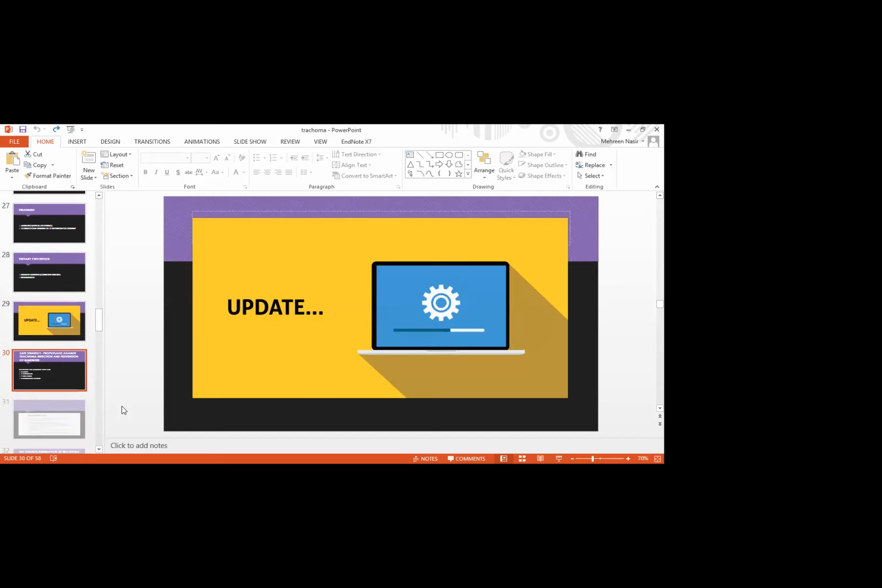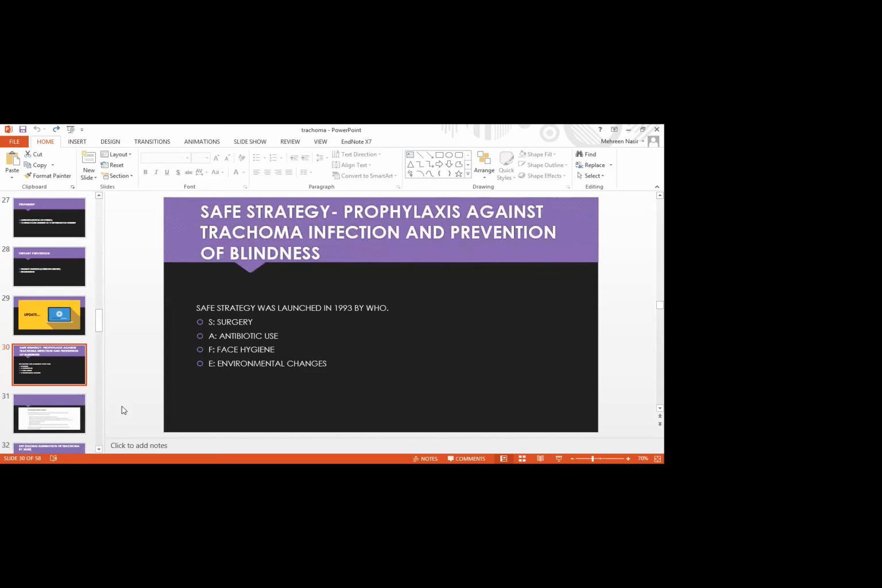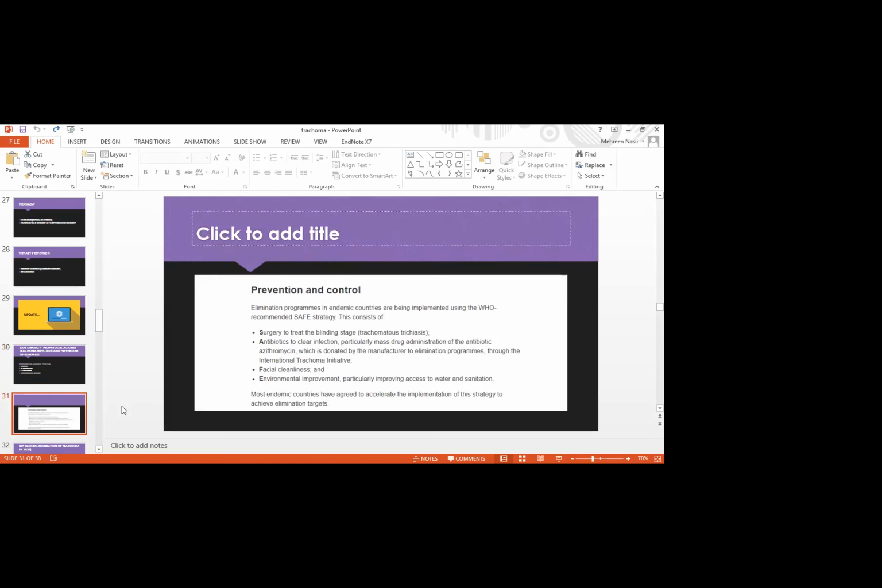Updates. WHO has adopted a SAFE strategy, which is a prophylaxis against trachoma infection and prevention of blindness. The SAFE strategy was launched in 1993 by WHO. Now, in SAFE, S stands for surgery, A for antibiotic use, F for face hygiene, and E for environmental changes.